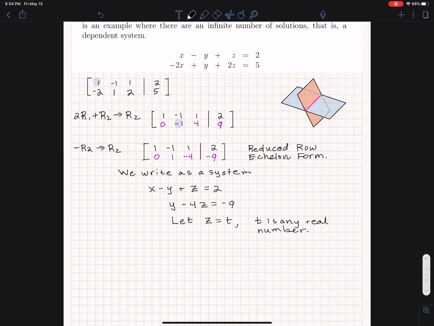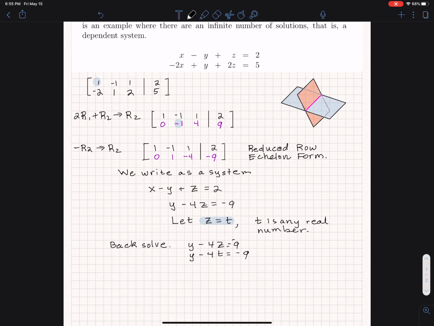And so z is t, and then we back solve in the same way we would back solve if we said that z is equal to 1, for example. Then we'd solve for y, plugging in z equals 1. So we back solve, but see, y is not equal to 1, z is not equal to 1, z is equal to t. So I write y equals 4z minus 9, and I replace z by t.